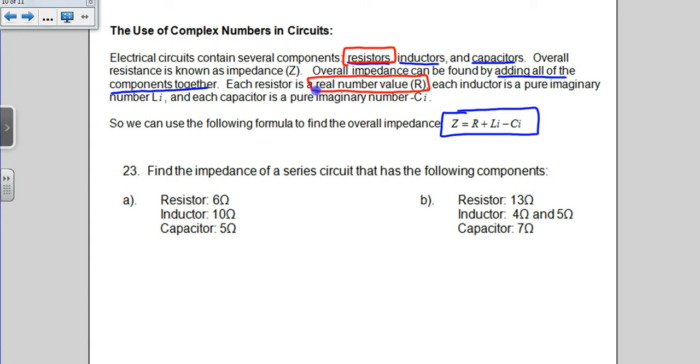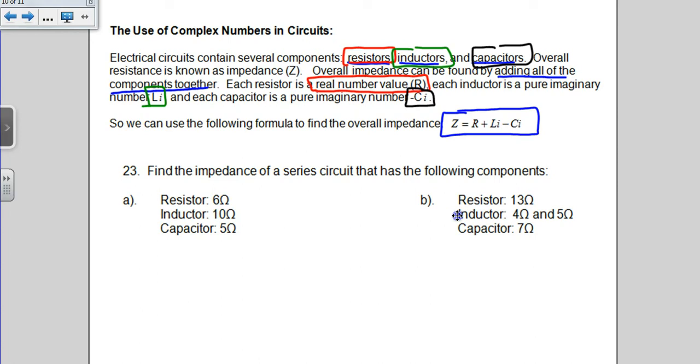And then it says an inductor is my next kind of component. I'm going to do him in green. An inductor is a pure imaginary number Li, meaning it's going to have an imaginary component. And then the final kind, I'm going to highlight in black, is the capacitor. And the capacitors are negative Ci.